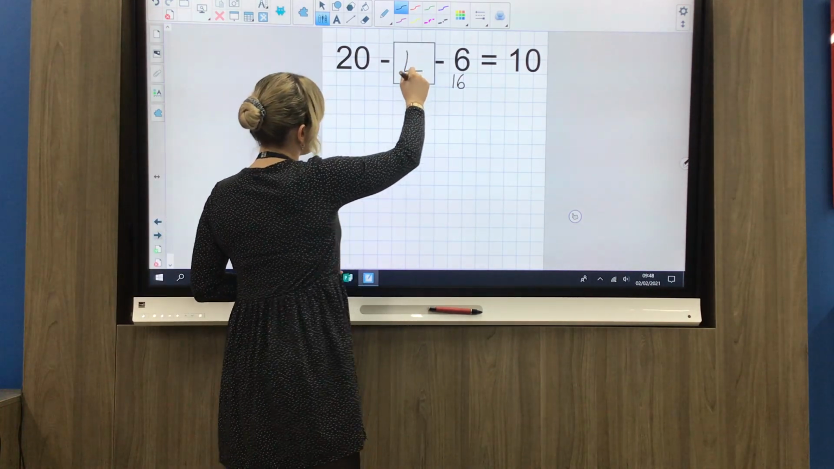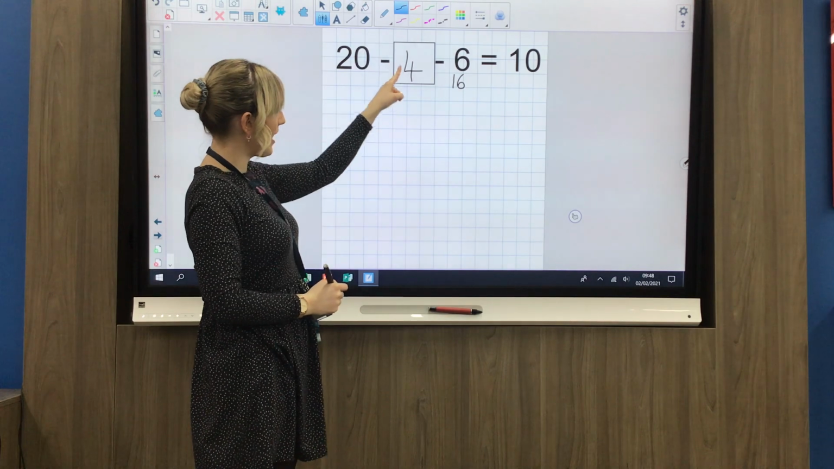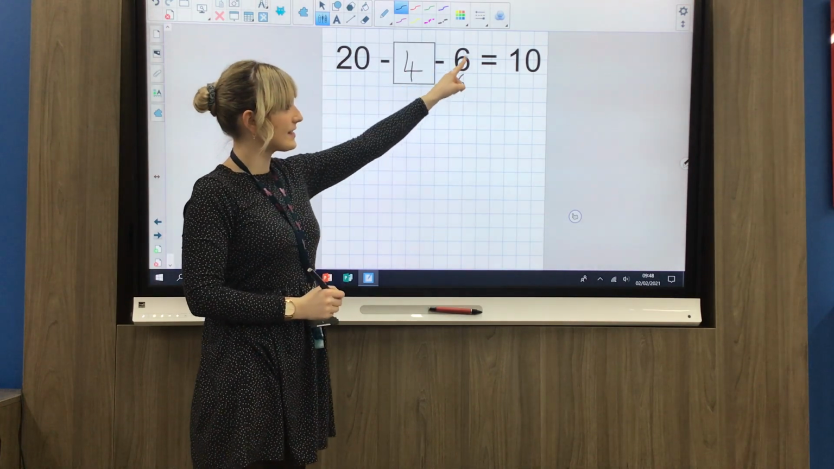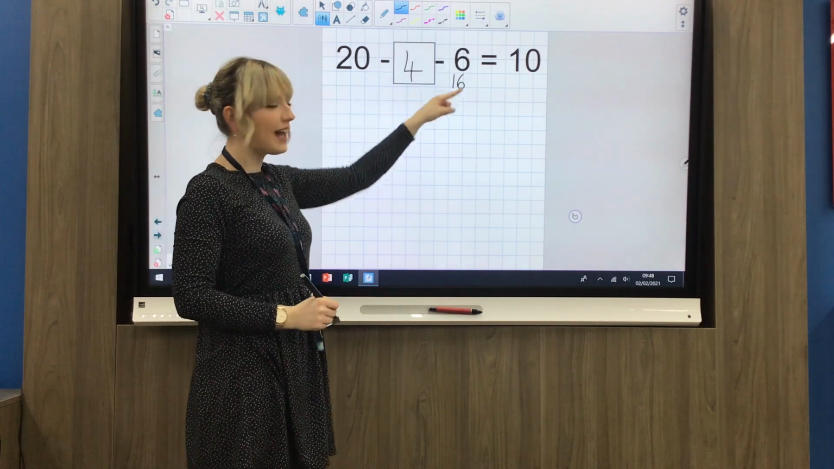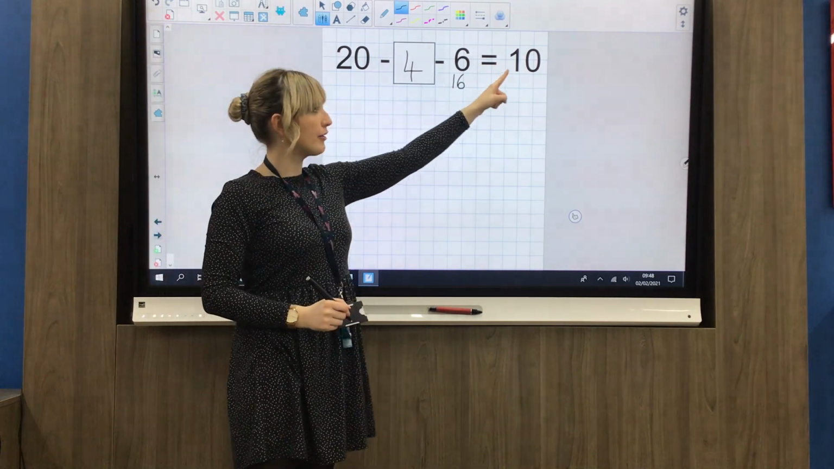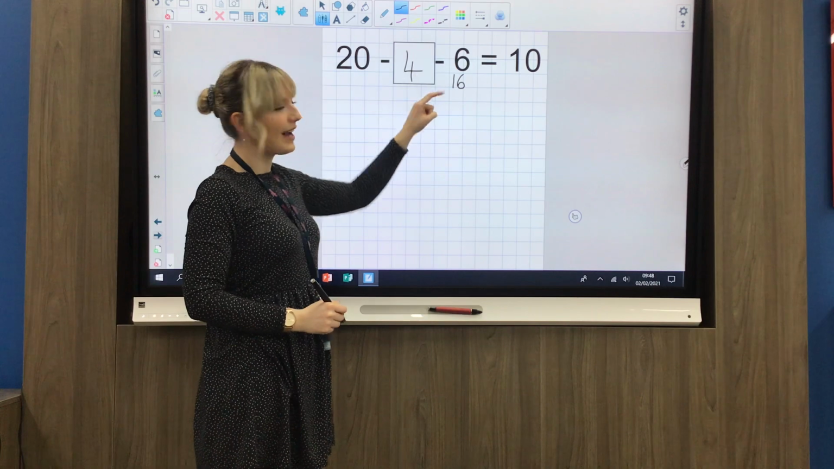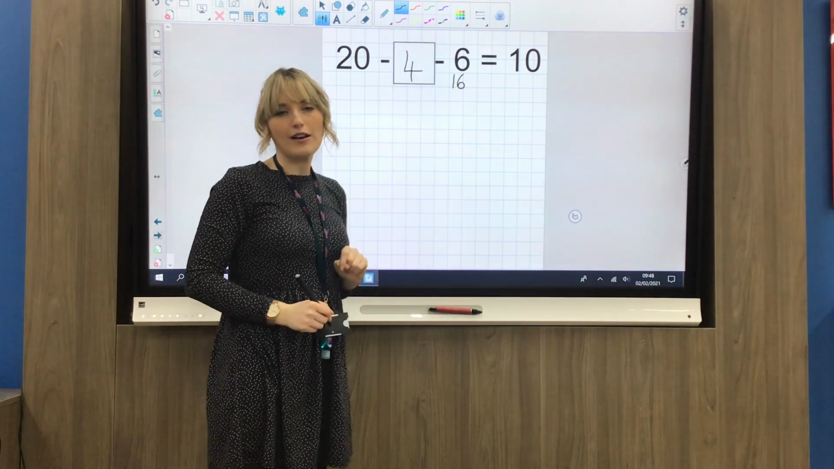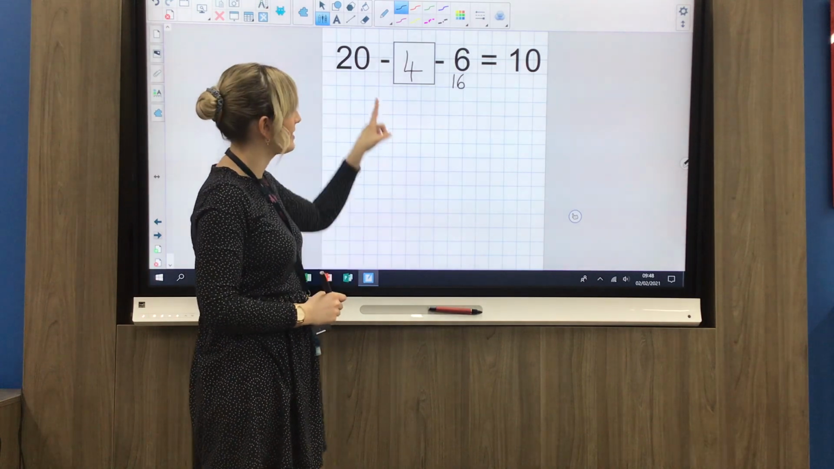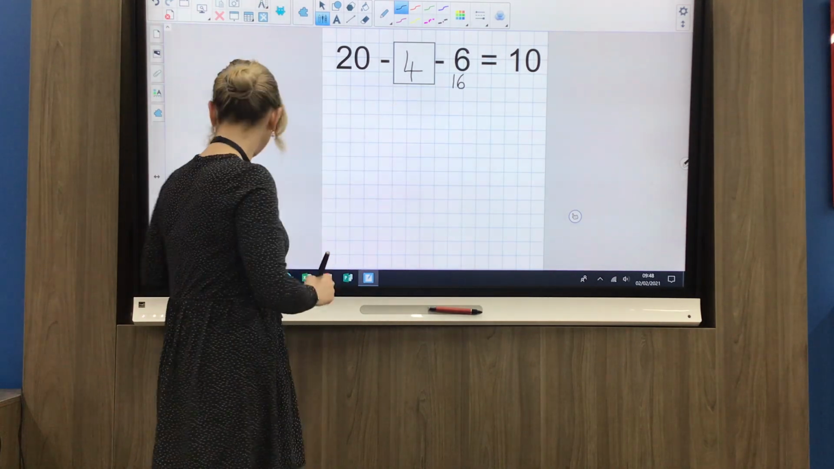Okay, so 20, subtract 4, subtract 6 equals 10. So when we've got number sentences like that, we work backwards to find the missing number. So because we took away 6, I reversed it and I added 6, and I could work it out.